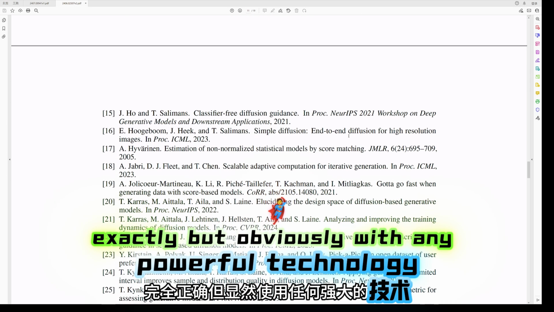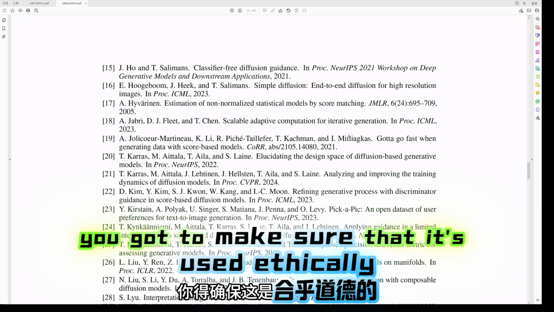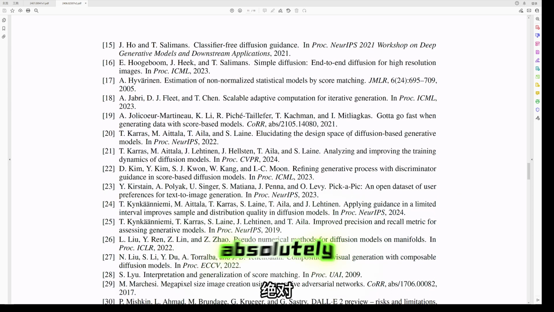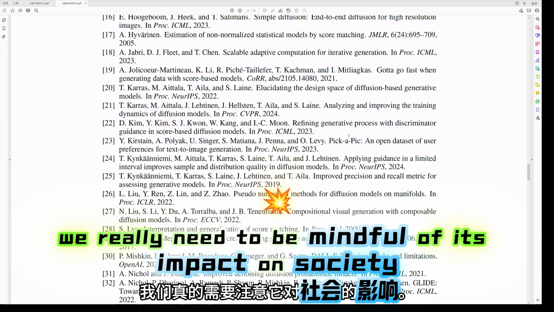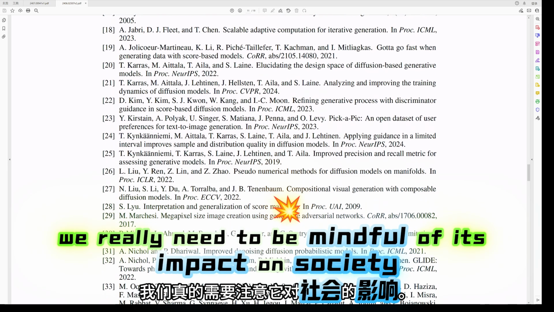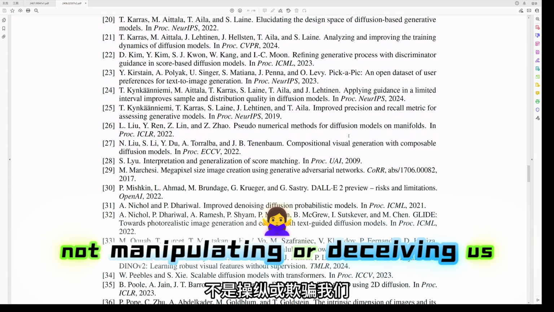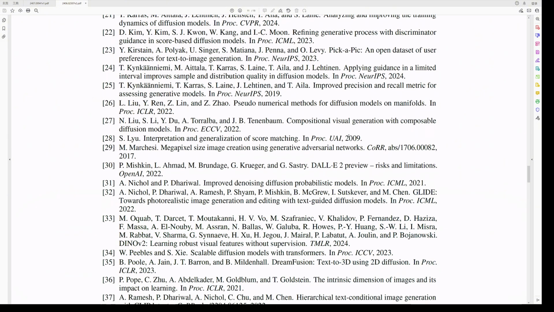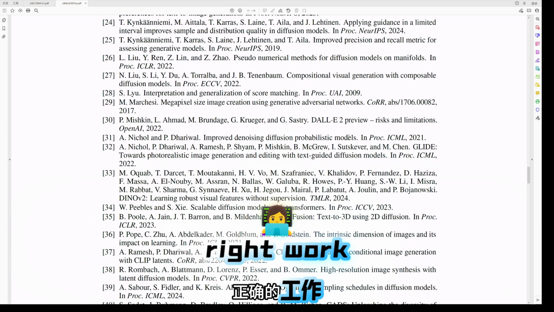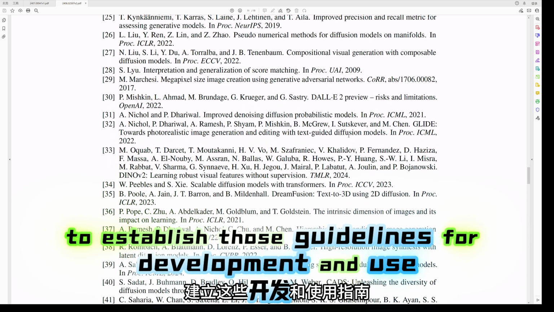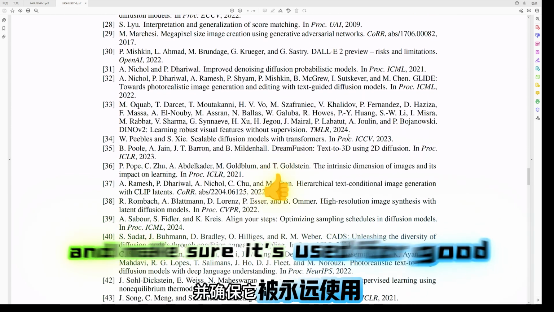Exactly. But obviously with any powerful technology comes responsibility. You've got to make sure that it's used ethically and thoughtfully. Absolutely. As AI becomes more sophisticated and more pervasive, we really need to be mindful of its impact on society. We need to make sure it's enhancing our lives, not manipulating or deceiving us. We need to be vigilant about the ethical implications of AI art. Work to establish those guidelines for development and use. Exactly. The future of AI is in our hands. It is. It's up to us to shape it and make sure it's used for good.